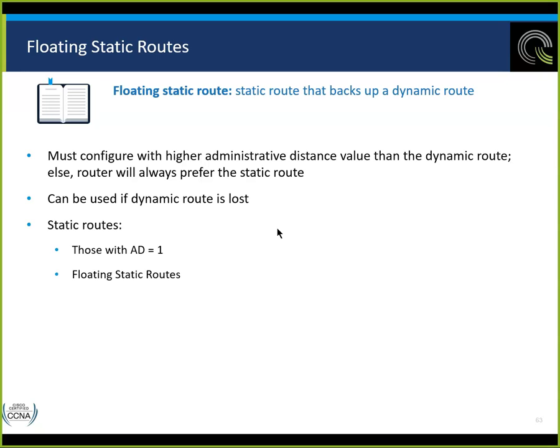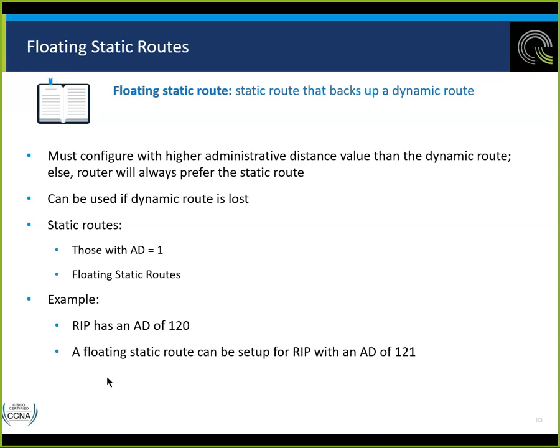Static routes are those with an AD equal to 1, an administrative distance of 1. For floating static routes, an example here: RIP is a 120. We would need to set the administrative distance to a 121. And the administrative distance is one of the things that is configurable when you do a static IP route.